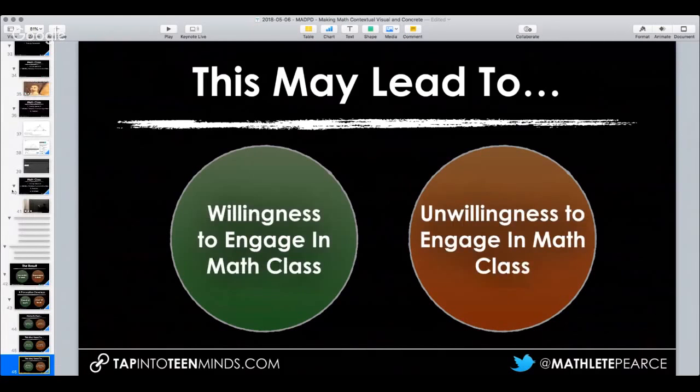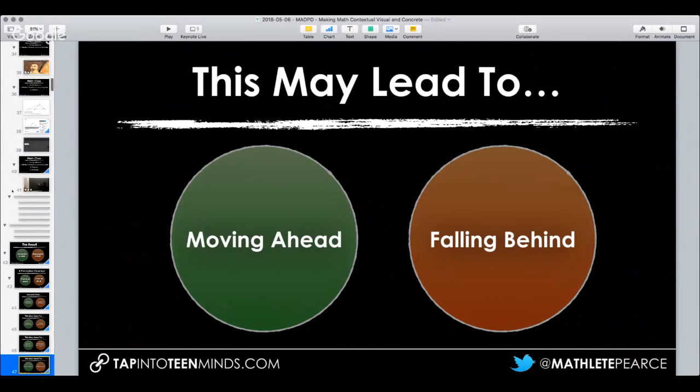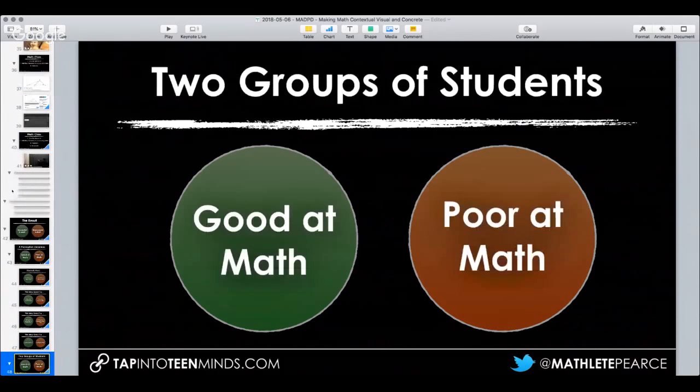That might mean that I'm going to engage in my class, while students who are not enjoying that math experience are probably going to disengage. Some students are going to move ahead and some are going to move behind. And then we end up with these two groups of students. But my biggest issue that I found was that even those students in the good at math group and a good chunk of the students in that poor at math group had something in common.